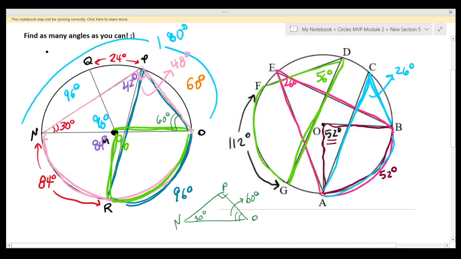And that is it for this challenging circle puzzle. How'd you do?